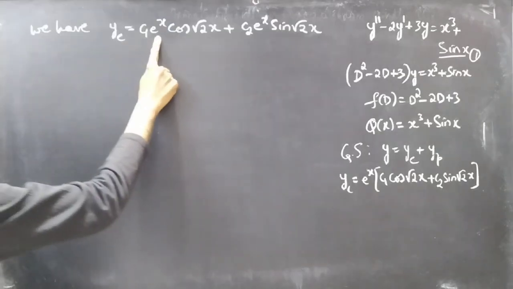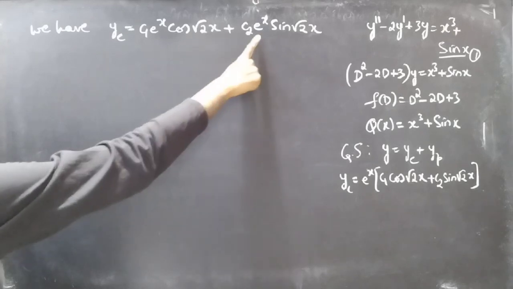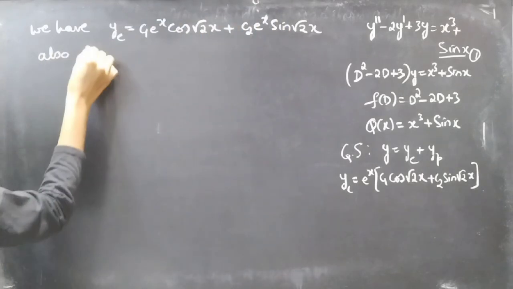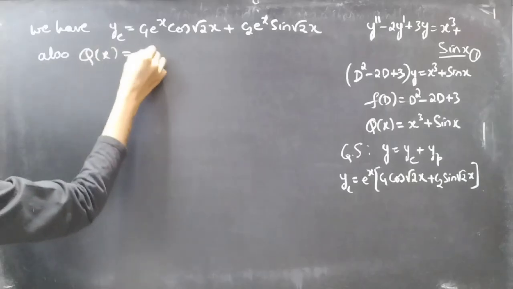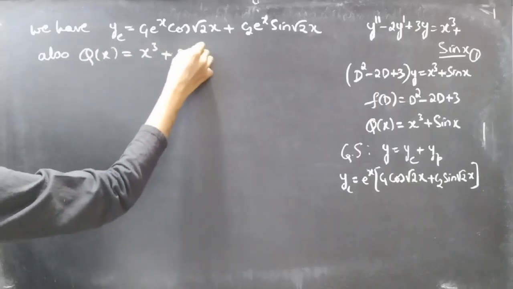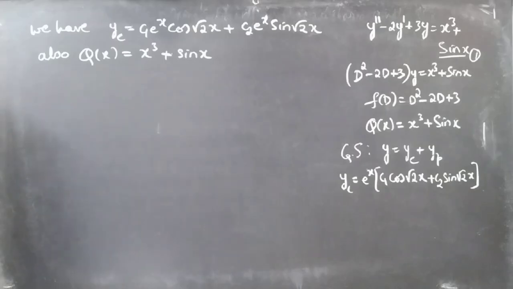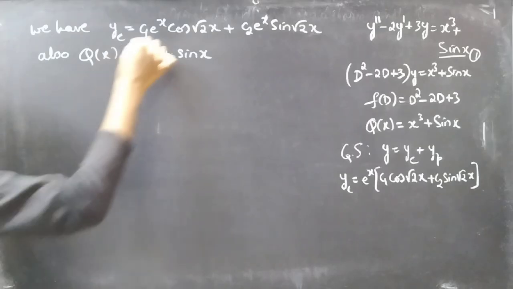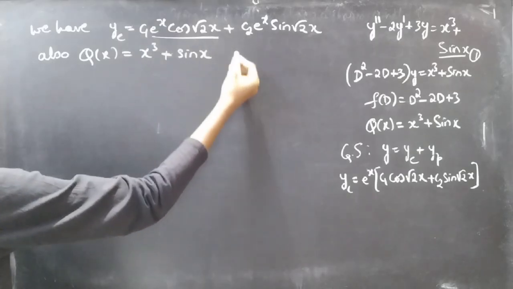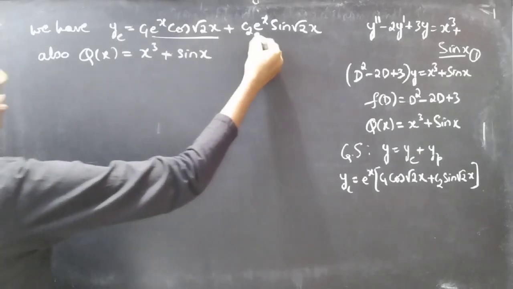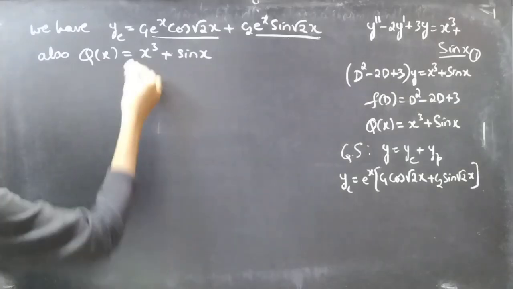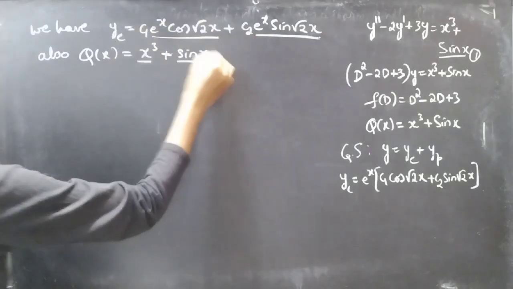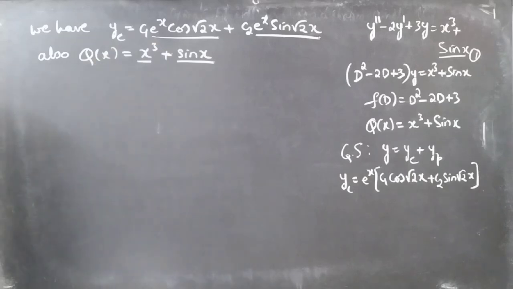We have yc equal to c1 e power x cos root 2x plus c2 e power x sin root 2x. Also, q of x equal to x cube plus sin x. Now observe the terms of yc and q of x, the functions of x. We are having e power x cos root 2x and e power x sin root 2x in yc, and x cube and sin x in q of x, right?